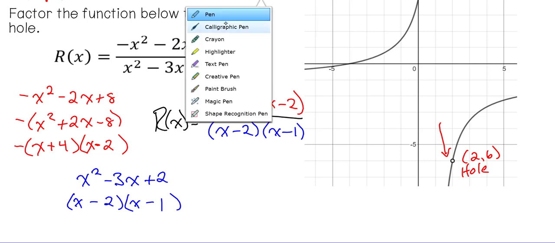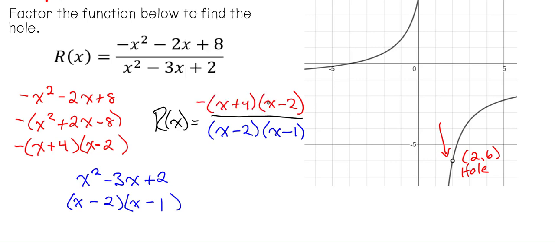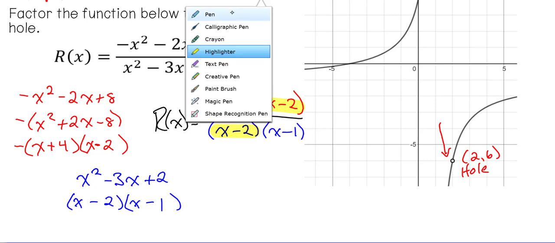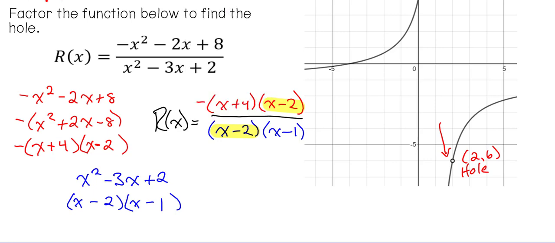And what you're going to notice is that there is a factor at the top and a factor at the bottom that is the same. And that factor that is the same, that is where our hole is. We would set it equal to 0, which would mean x has to equal 2. And if you look at our hole, it is indeed located when x equals 2.